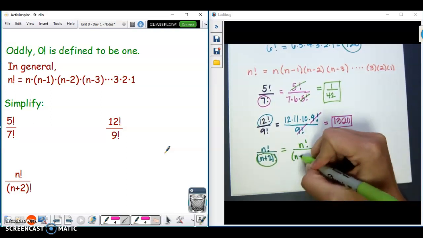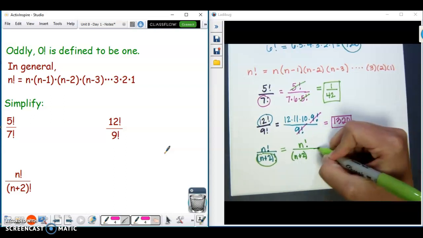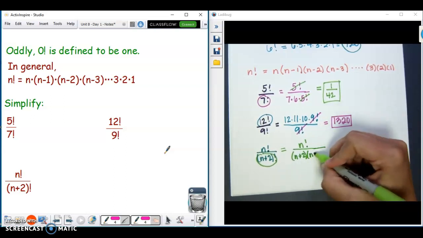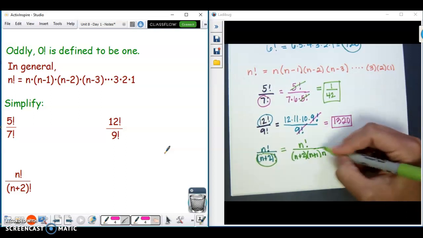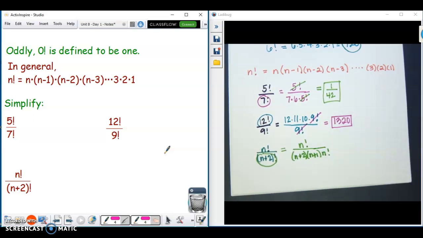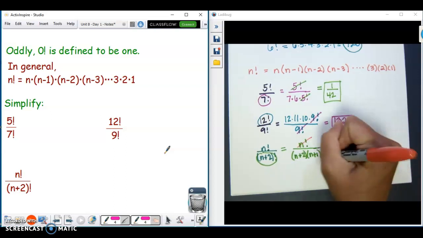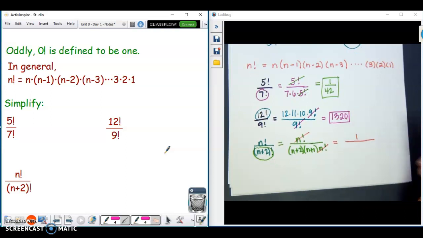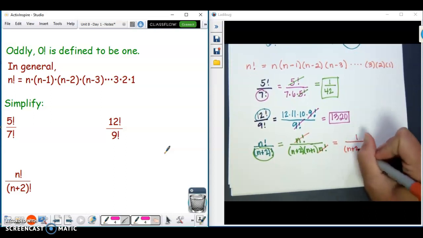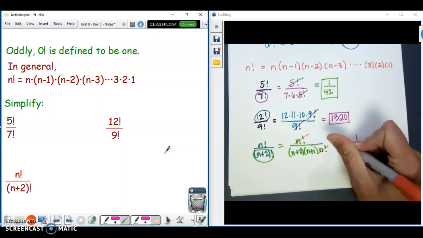So I'm going to start with n plus 2. If I subtract 1 from n plus 2, that's going to be n plus 1. If I subtract 1 from n plus 1, that's going to be n. Well, that matches the top, so I'm going to stop there. So now my n factorials cancel. I just have 1 left in the numerator. And in the denominator, I have n plus 2 times n plus 1.